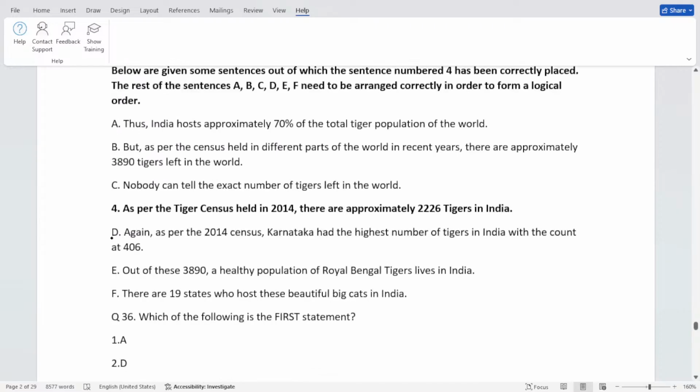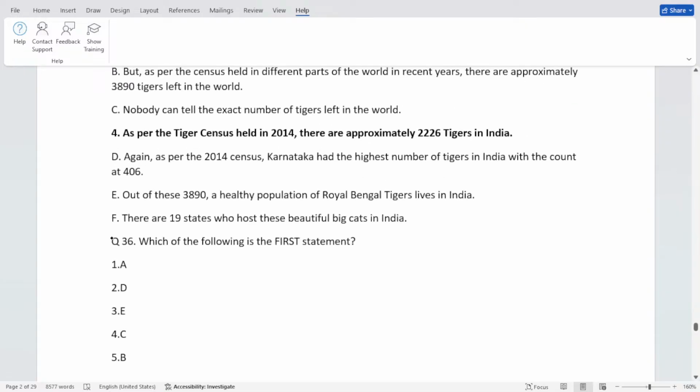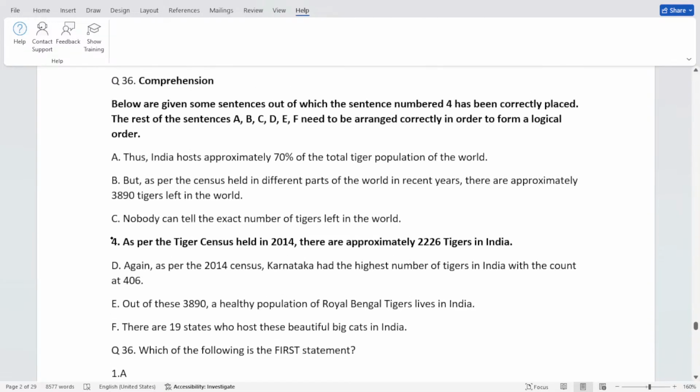36th question. Below are given some sentences, out of which sentence number 4 has been correctly placed, and the rest of the sentences need to be arranged correctly in order to form a logical order. So we will see. Please everybody be in the live chat and please continue with the chat. So now we will go for the next question. So accordingly, what will be the correct answer? Please find out. Here they are asking which of the following is the first statement.